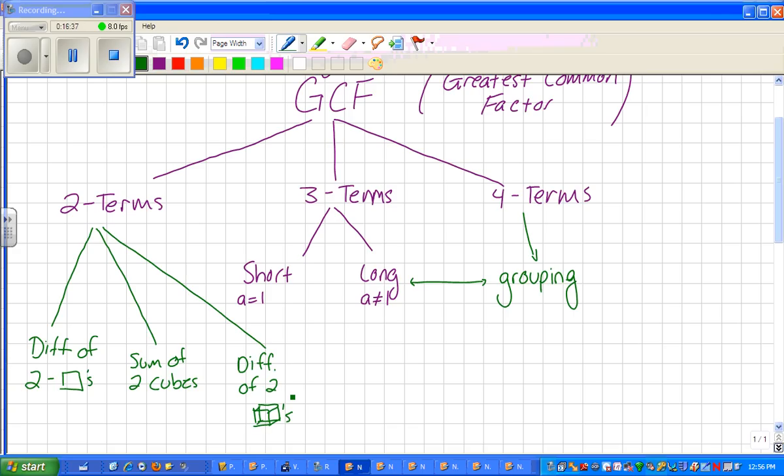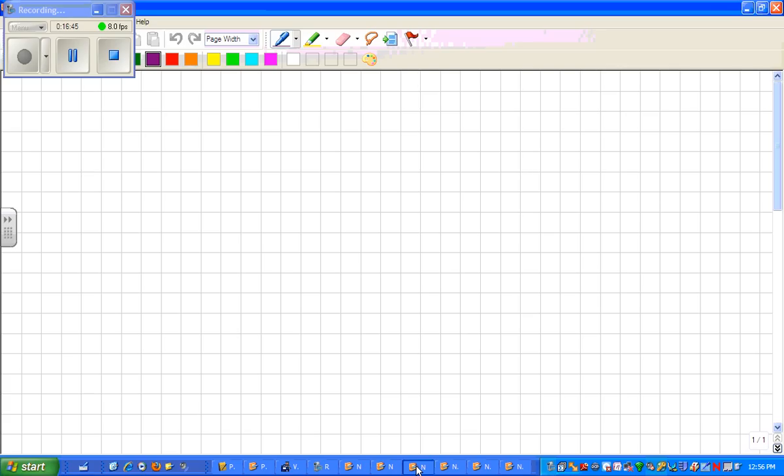Okay? So this is where we're going to spend a majority of the rest of the time here. So let's take out another sheet of paper. Go to the difference of 2 squares.